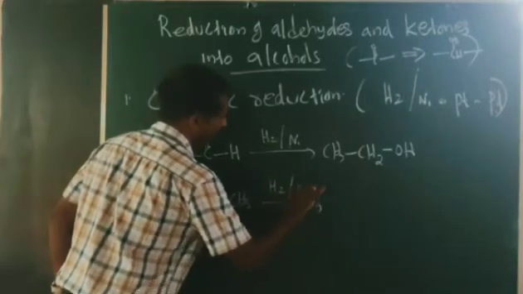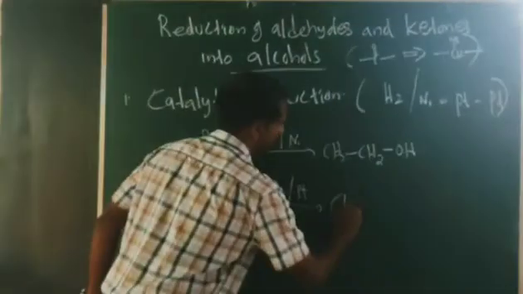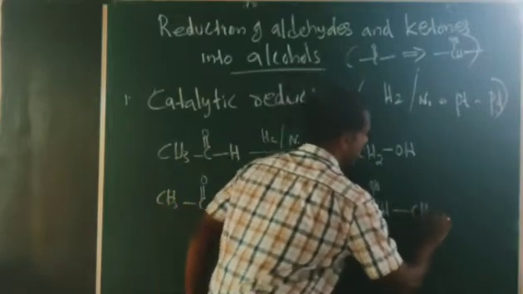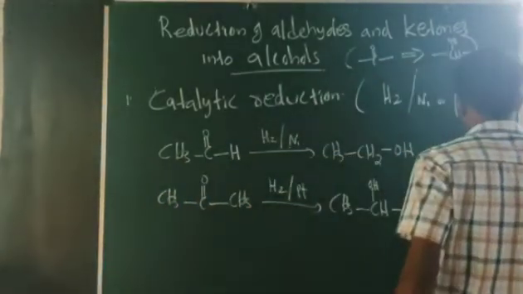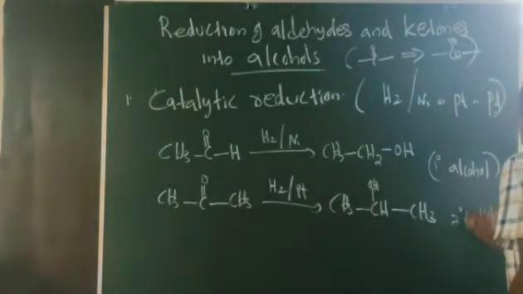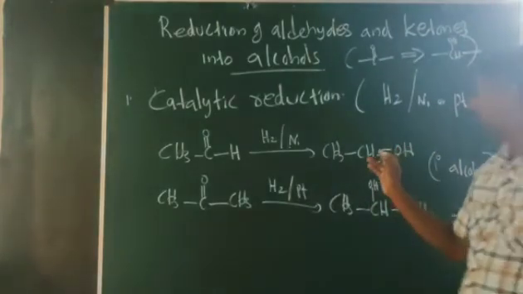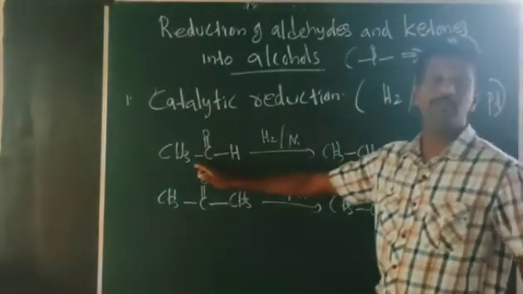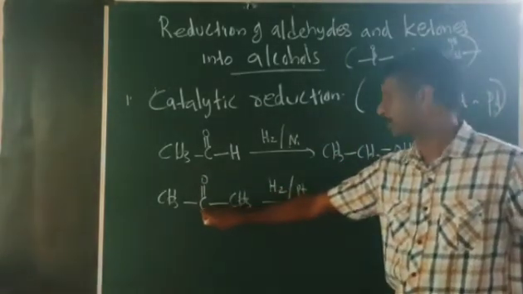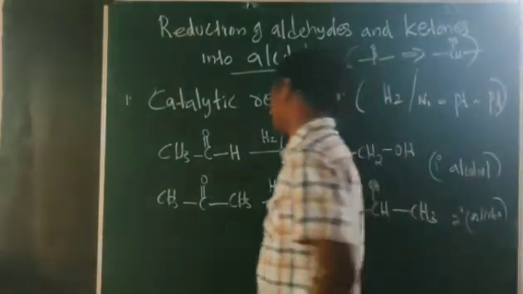presence of nickel, platinum or palladium, what do we get? The CO group is reduced to CHOH. We get CH3CHOHCH3. So here you are getting a primary alcohol, and here you are getting a secondary alcohol. That means aldehyde on reduction will give primary alcohol, or you can say the primary alcohol on oxidation will change into aldehyde. Secondary alcohol on oxidation will change into a ketone, or you can say that ketones on reduction will change into a secondary alcohol.